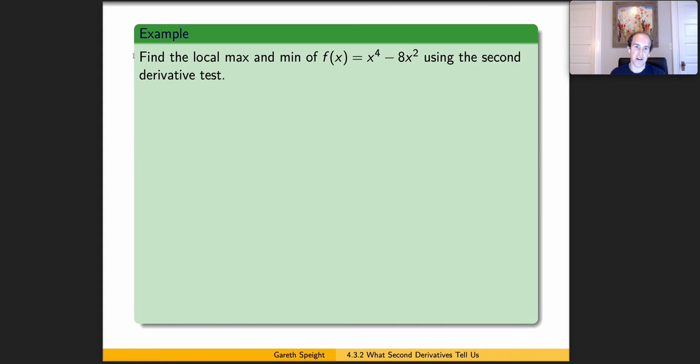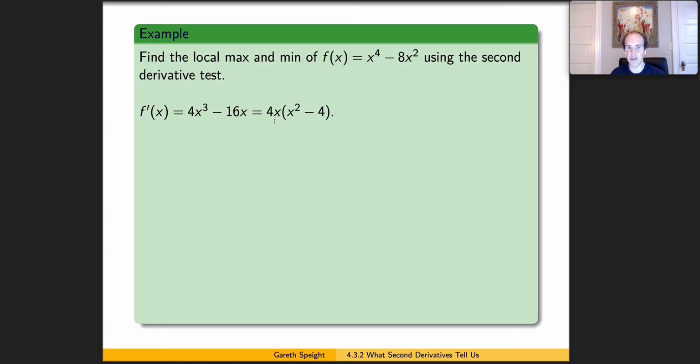Okay, so let's look at an example. So let's try to find the local min and the local max of this function using the second derivative test. So we could do it with the first derivative test, but just to see how the second derivative test works, let's do that. So we have to figure out first where the first derivative is 0. Okay, if the first derivative is not 0, then nothing interesting is happening. So if we differentiate, we get 4x cubed minus 16x, and we can factor out a 4x. We get 4x times x squared minus 4. And now we're looking for where this is 0.